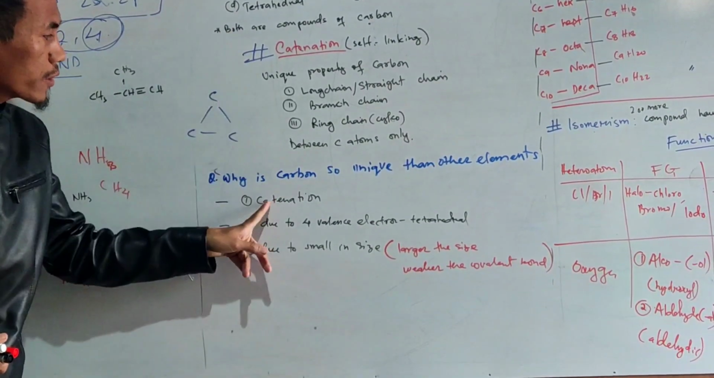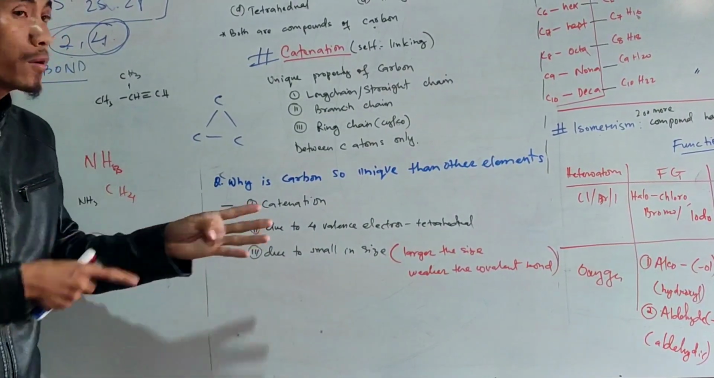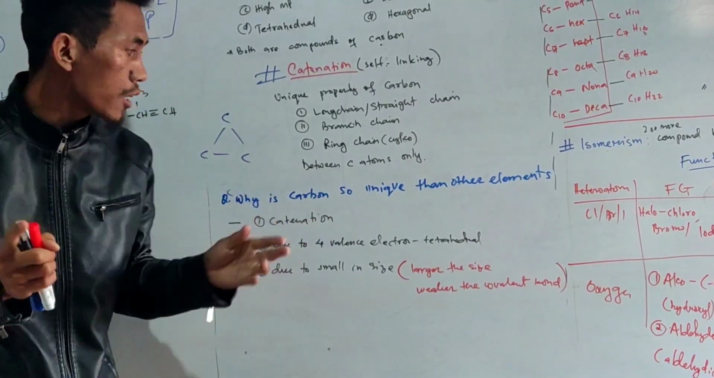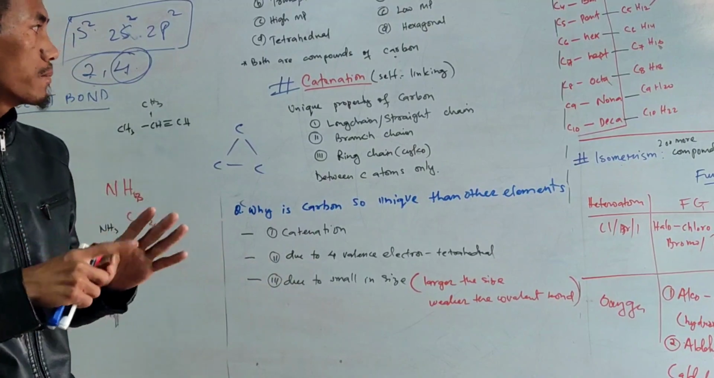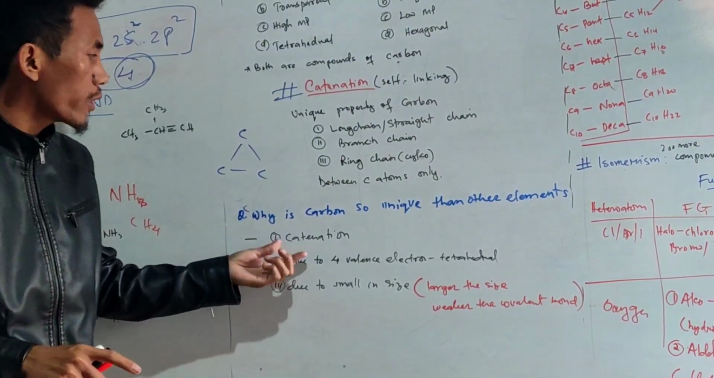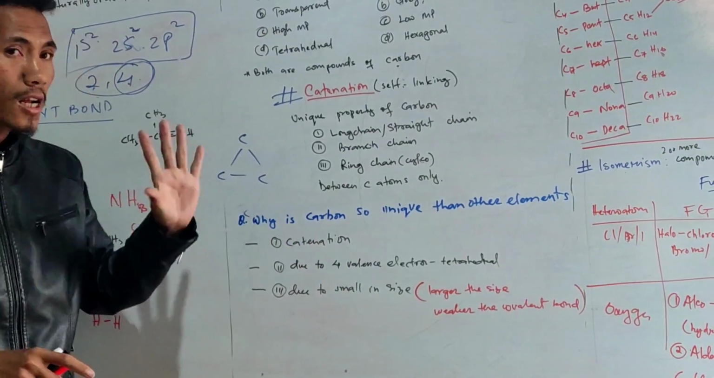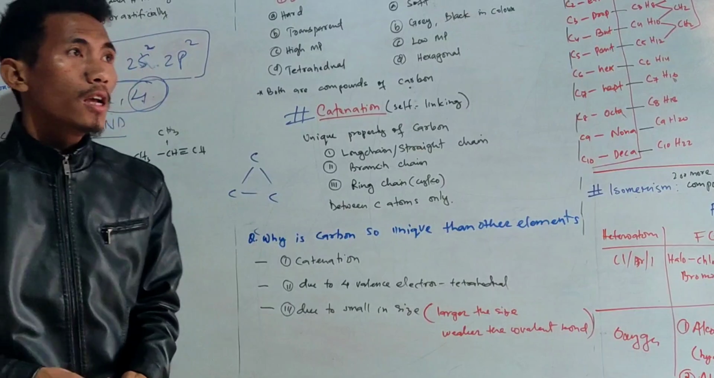Like I said, catenation means forming long chains. Carbon has an ability to form long chains. That's why carbon is very unique. Other elements cannot form long chains, branched chains, or ring chains, but carbon can. That's why carbon has this catenation property, and it is very unique. Also due to the 4 valence electrons, tetrahedral.